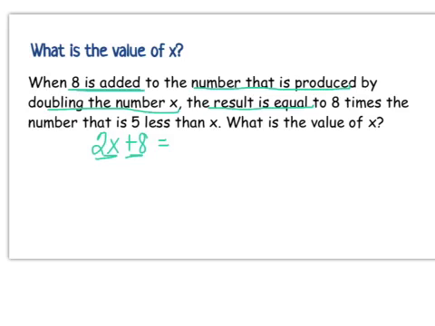Change my color. 8 times, all right, I'm multiplying something by 8, the number that is 5 less than x. So automatically I know I'm going to multiply 8 by something, and I'm going to subtract. I'm multiplying 8 by the number that is 5 less than x. So that means I have to subtract first. I'm not doing 8 times the number. I'm doing 8 times the number that is 5 less than x, which means I'm going to have to put this in parentheses.